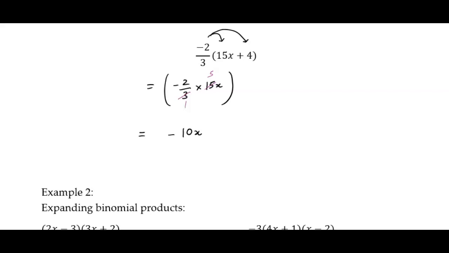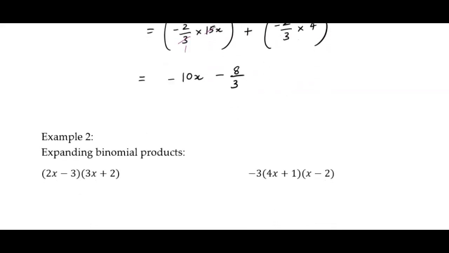So that gives us a final product of minus 10x, followed by minus 2/3 times 4. 3 and 4 doesn't simplify any further, so minus 2 times 4 is minus 8, leaving us with a final product of minus 8 on 3. So the question in expanded form is minus 10x take away 8 on 3. And that completes that question. Moving on to further examples.